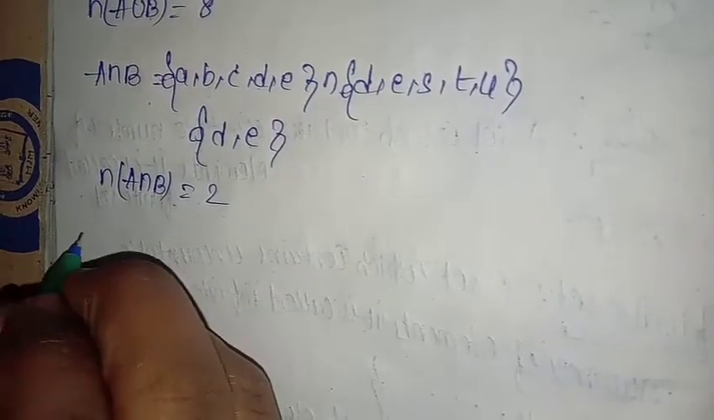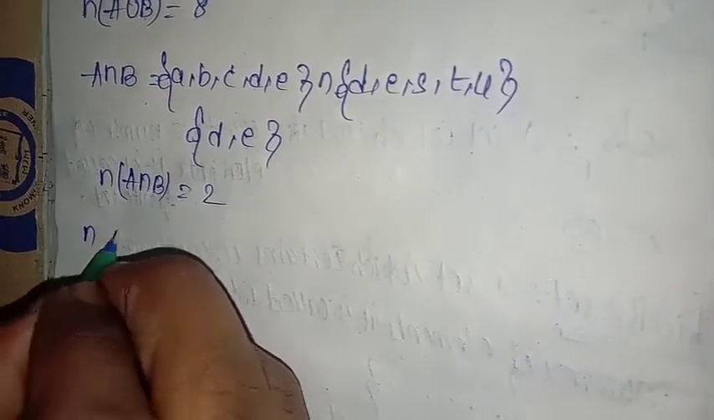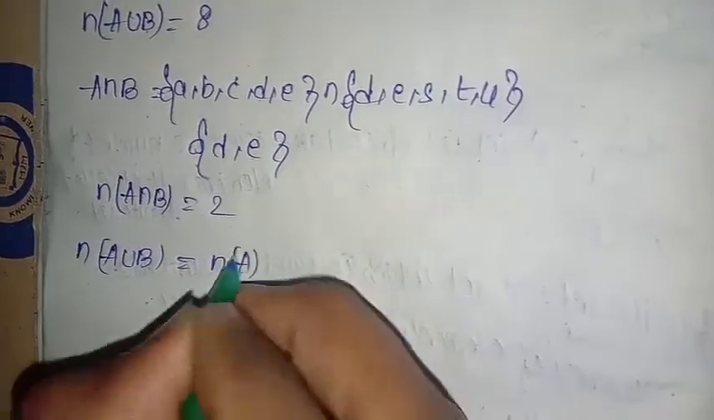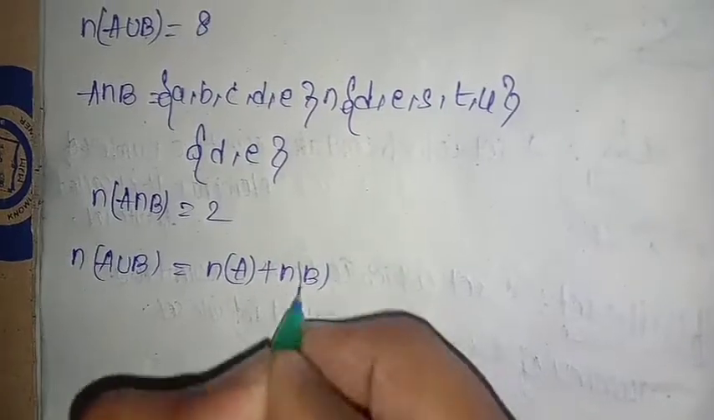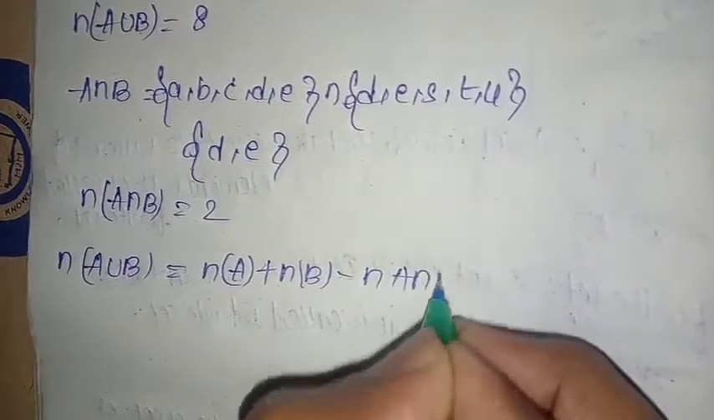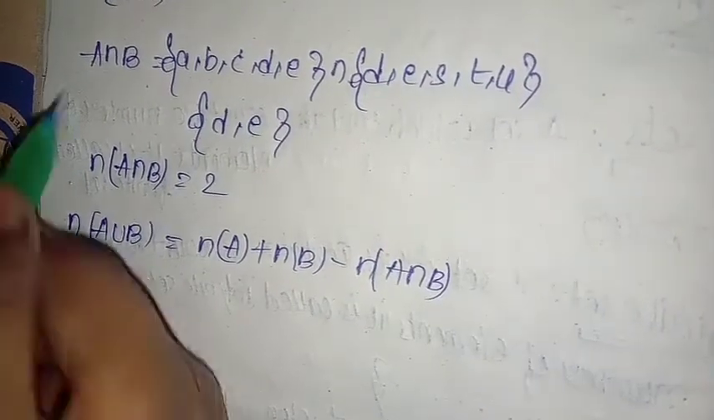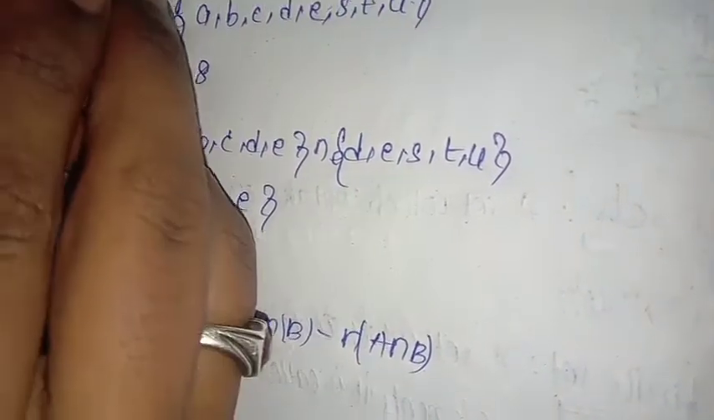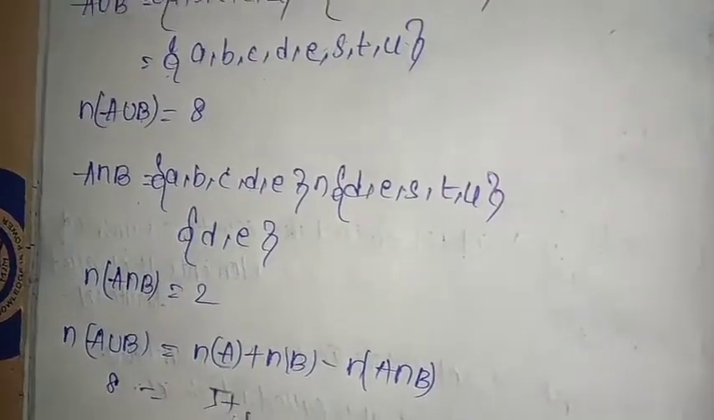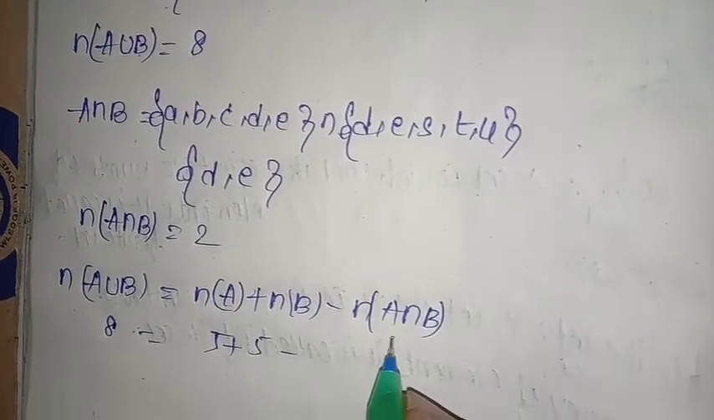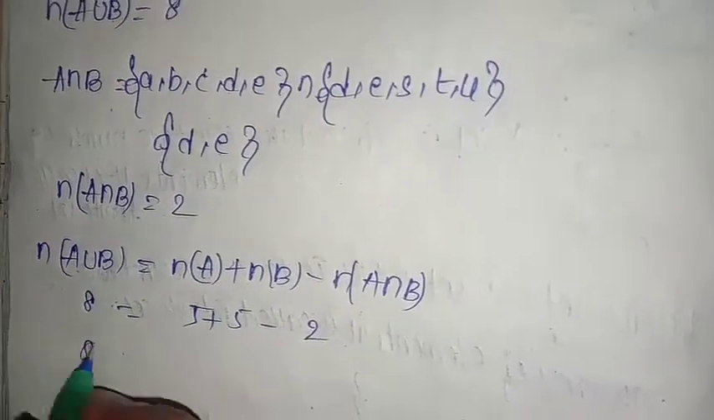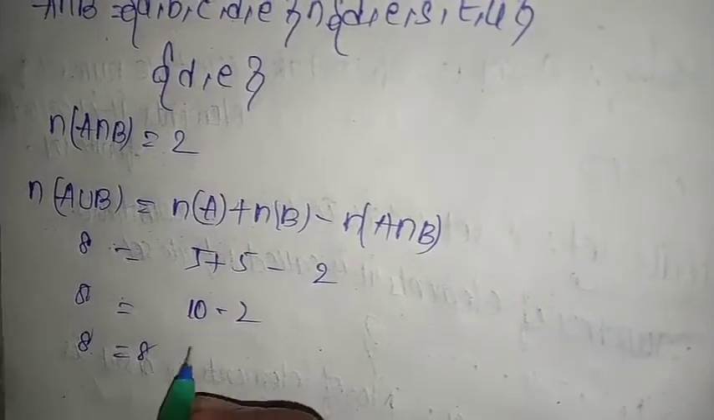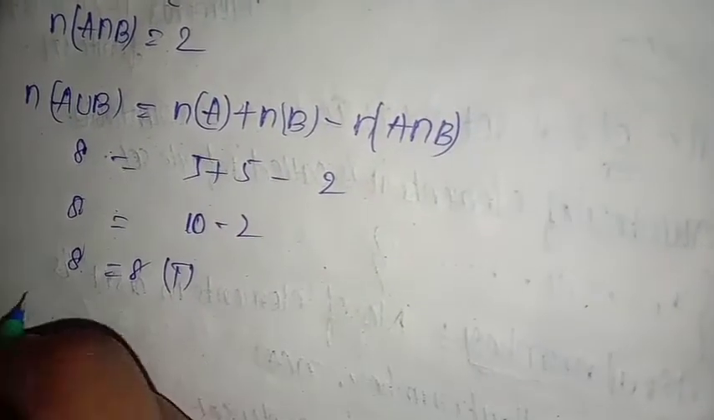Now we have to write the given question. n of A union B equal to n of A plus n of B minus n of A intersection B. So n of A union B equal to 8, so 8 equal to n of A, 5, plus n of B, 5, minus n of A intersection B, 2. So 8 equal to 10 minus 2. 8 equal to 8. So it's true. So we have proved that.